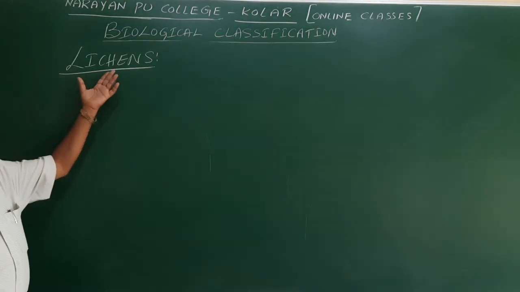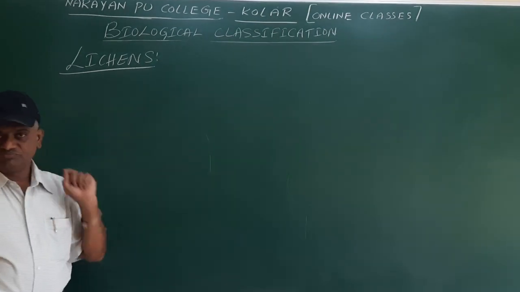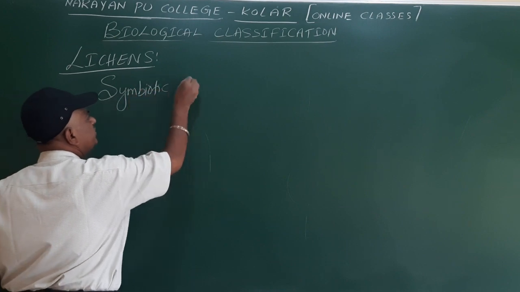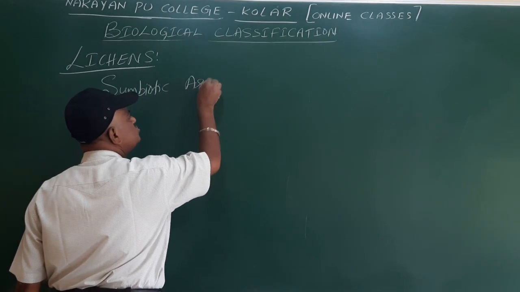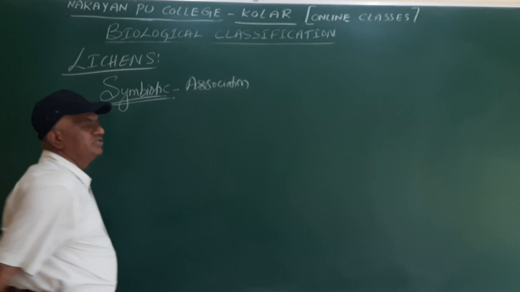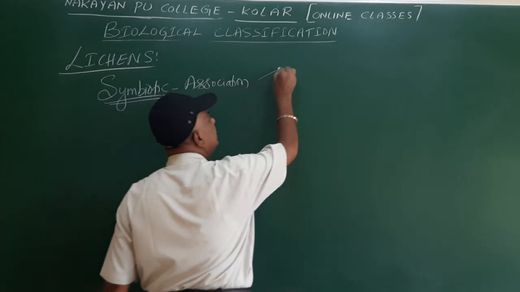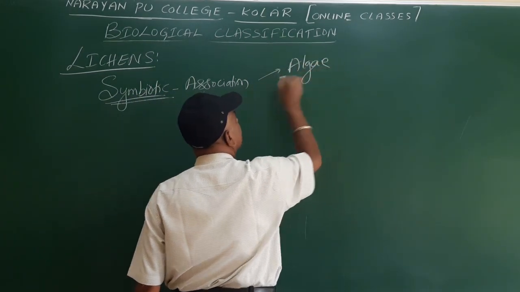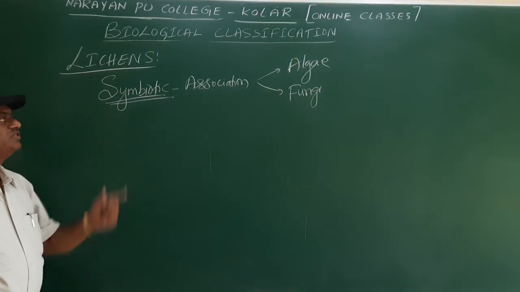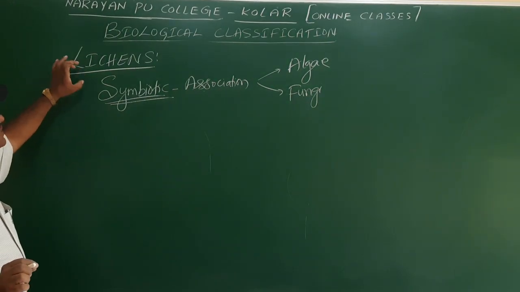So we go for the next heading called lichens. Lichens are nothing but a symbiotic association. Symbiotic means association. So it is a symbiotic association between algae and fungi. Here in a lichen there is an association of algae and fungi. So this is called lichens.